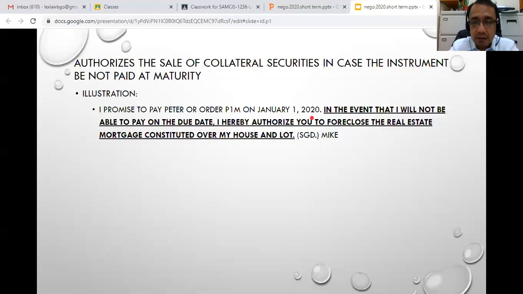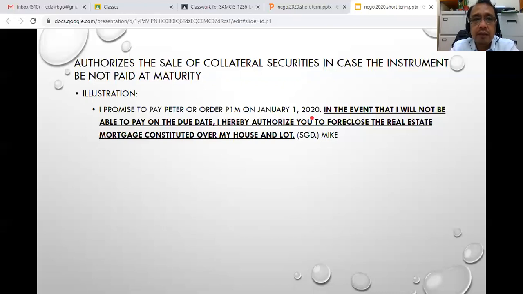Why is that? Again, without the necessity of being repetitive, this additional obligation of selling collateral securities will happen only after the due date. It does not happen before the due date. It does not happen on the due date or on maturity.